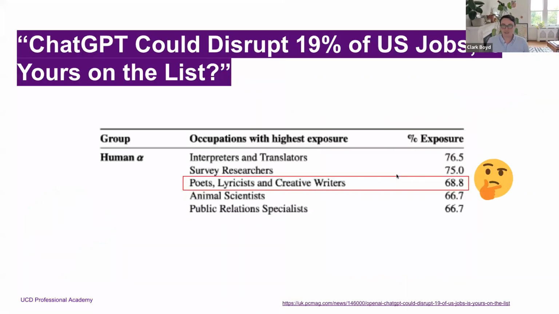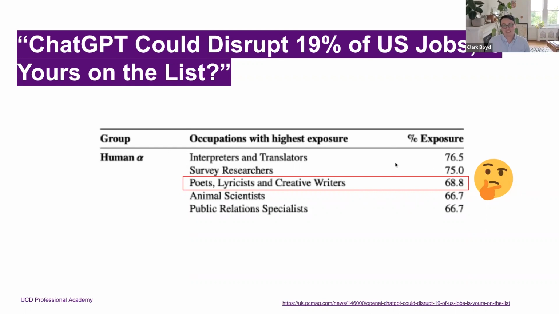So I saw this just this week. We're going to see a lot of these studies. ChatGPT could disrupt 19% of US jobs. Is yours on the list? Brilliant way of getting a headline. I clicked, I put it into this presentation. Absolutely did exactly what they wanted me to do. ChatGPT probably wrote the article. ChatGPT did actually write the study, which is pretty amazing, actually.